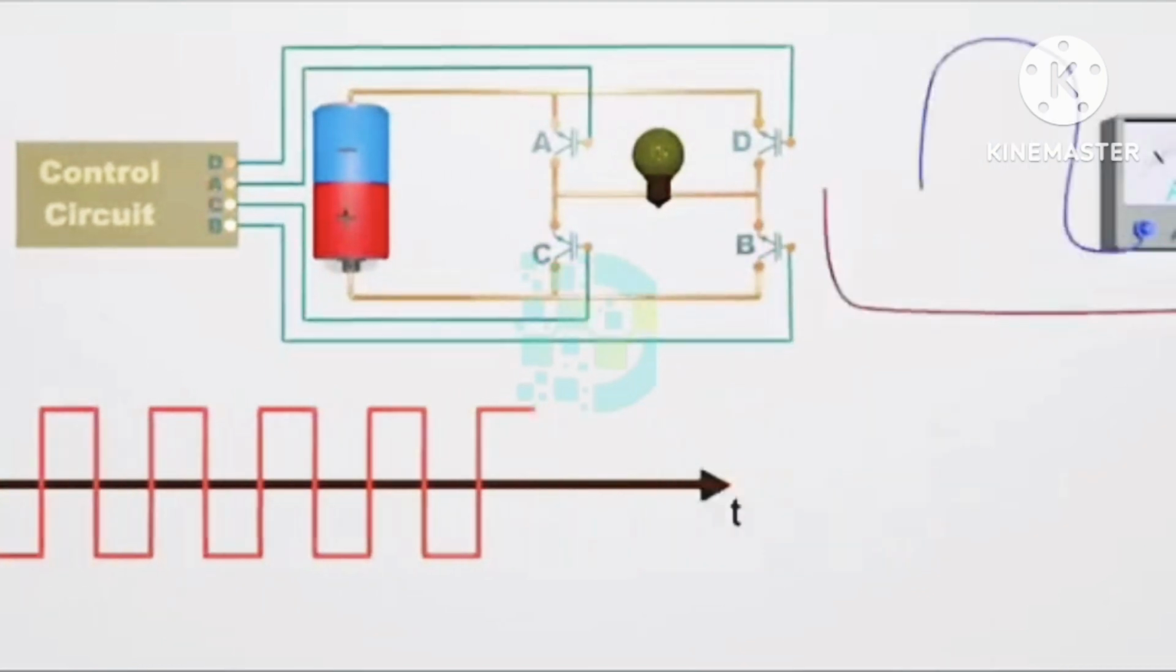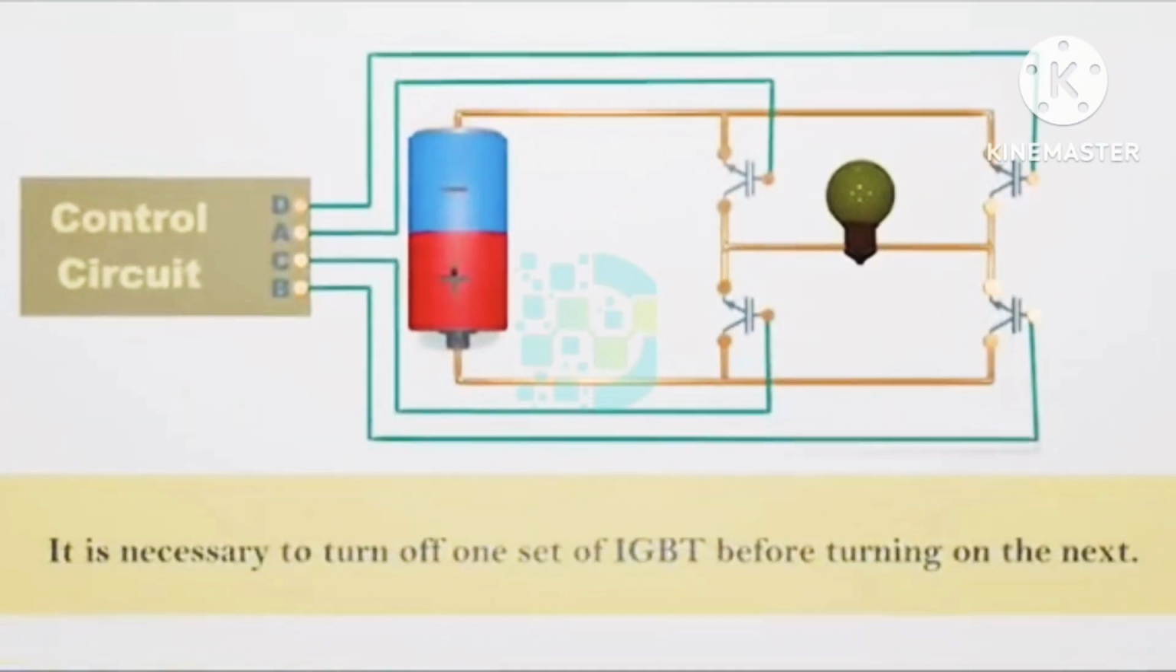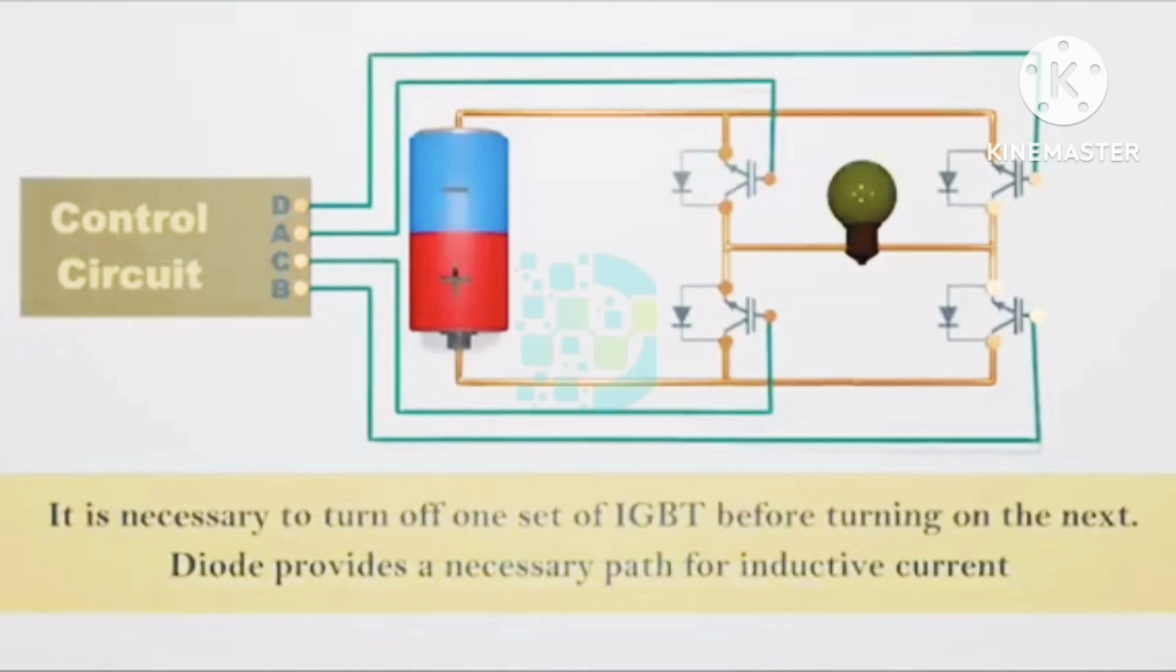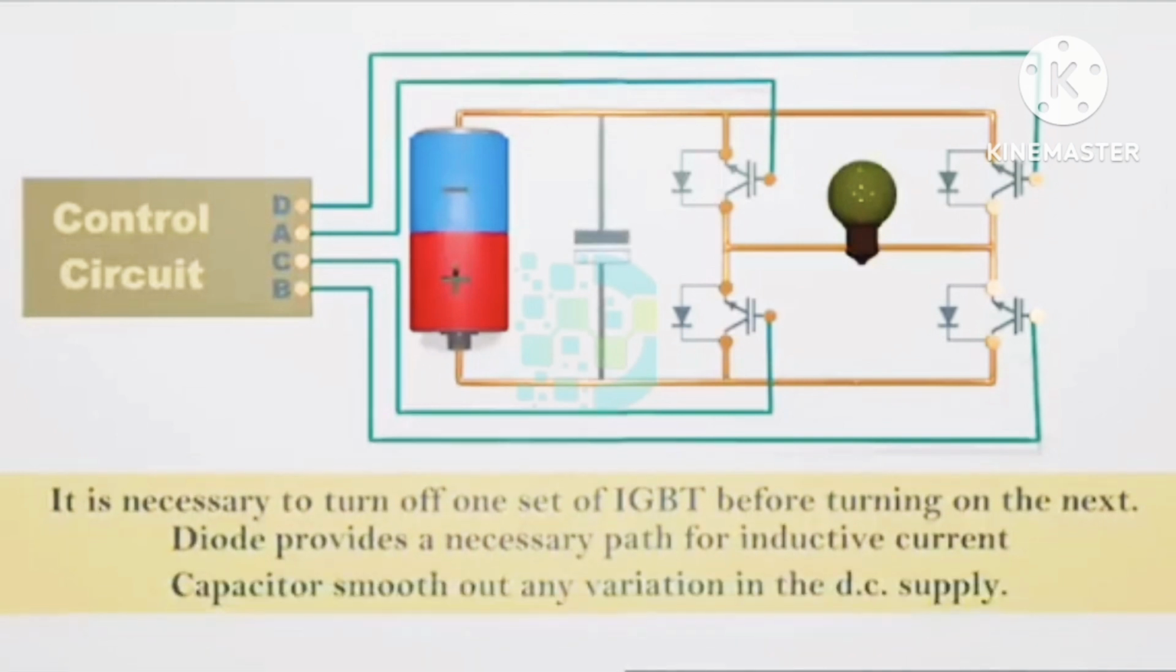To avoid damaging the IGBTs with short circuits, when changing polarity it is necessary to turn off one set of IGBTs before turning on the next. During the transition, all the IGBTs must be off at one point. We normally use a diode with an IGBT to provide a necessary path for inductive current in order to limit potential voltage buildup during the transition period. We can use a capacitor to smooth out any variation in the DC supply.